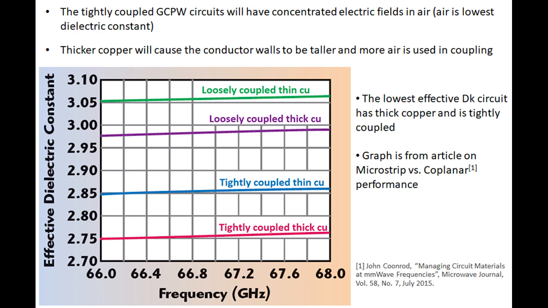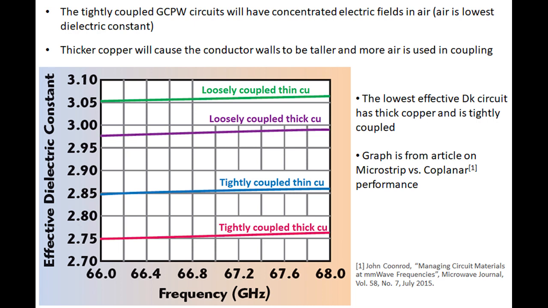And why that's the lowest curve is because it's tightly coupled, which means there's more fields in air. Air is a low dielectric constant, and with the thicker copper, the sidewalls of the coupled conductors are taller, and you have, again, more air influencing the fields. So that is the lowest effective dielectric constant.